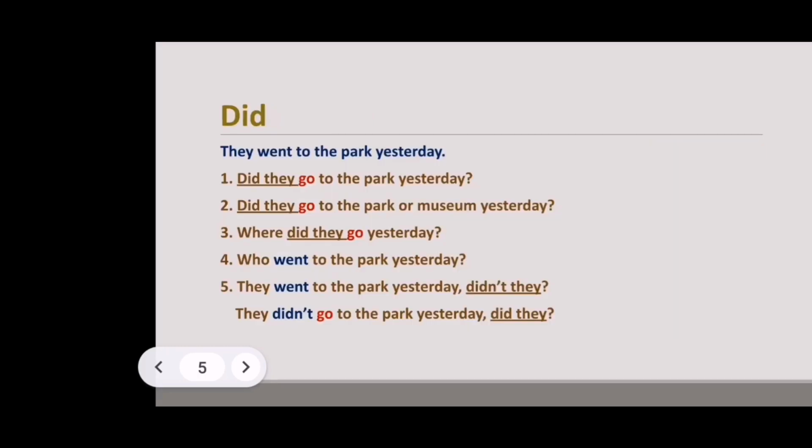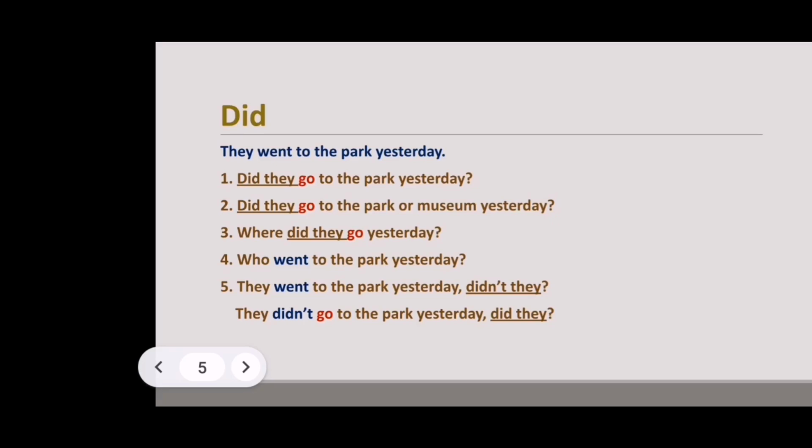Example. The sentence, they went to the park yesterday. Now let's look what there should be done for asking the questions. Yes-no question. Did they go to the park yesterday? We use the auxiliary verb did and the first form of the verb. Alternative. Did they go to the park or museum yesterday? Why question. Where did they go yesterday?